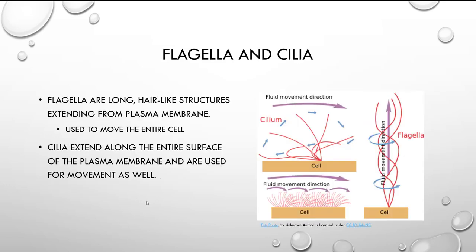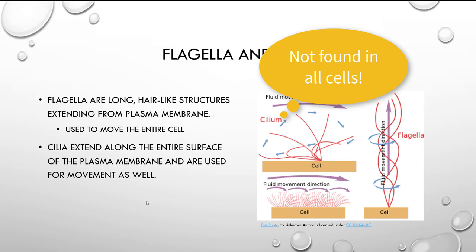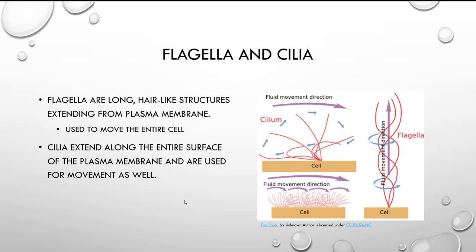And then we have the flagella and the cilia. So the flagella and the cilia, again, are not found in all cells. So this is kind of an optional structure that some of our eukaryotic cells do have. So the flagella, or flagellum singular, is just a tail-like structure that will stick out from the plasma membrane. So here's the cell down here. And it's used for locomotion, so it's used for movement.